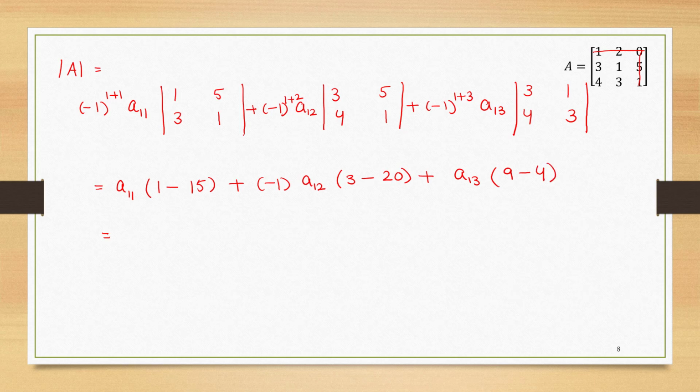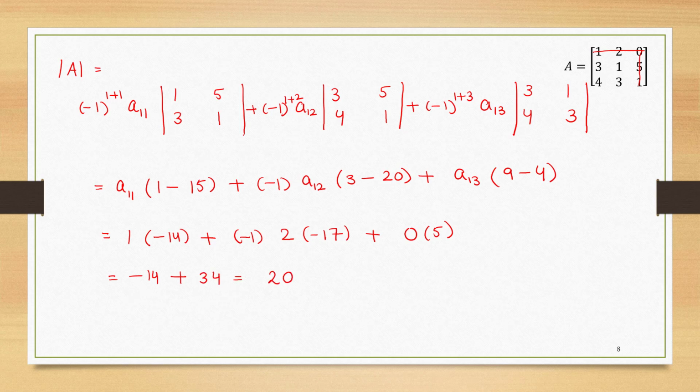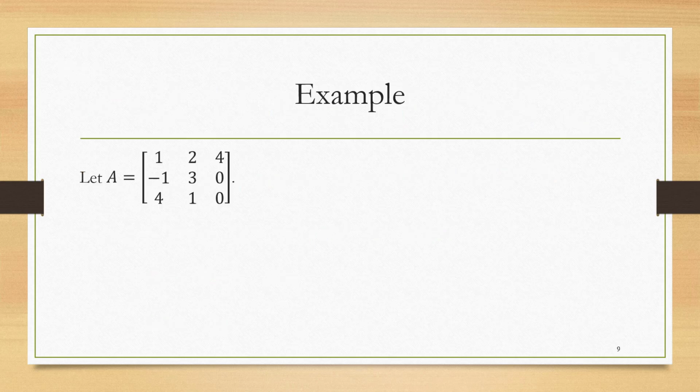Now we put the values of A11, A12 and A13. A11 is 1. 1 into 15 minus 14. Plus minus 1, A12 is 2, into minus 17, plus A13 is 0 into 5. That is minus 14. Minus minus becomes plus. 17 2s are 34. And 34 minus 14 is 20. So determinant of A is 20.